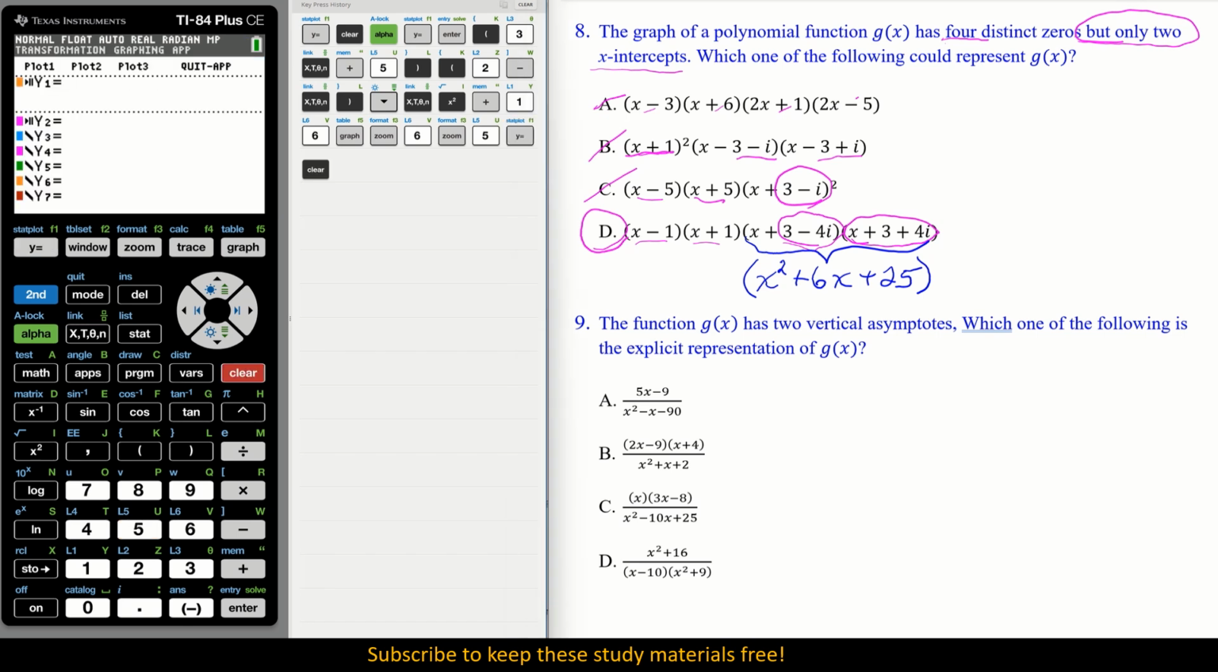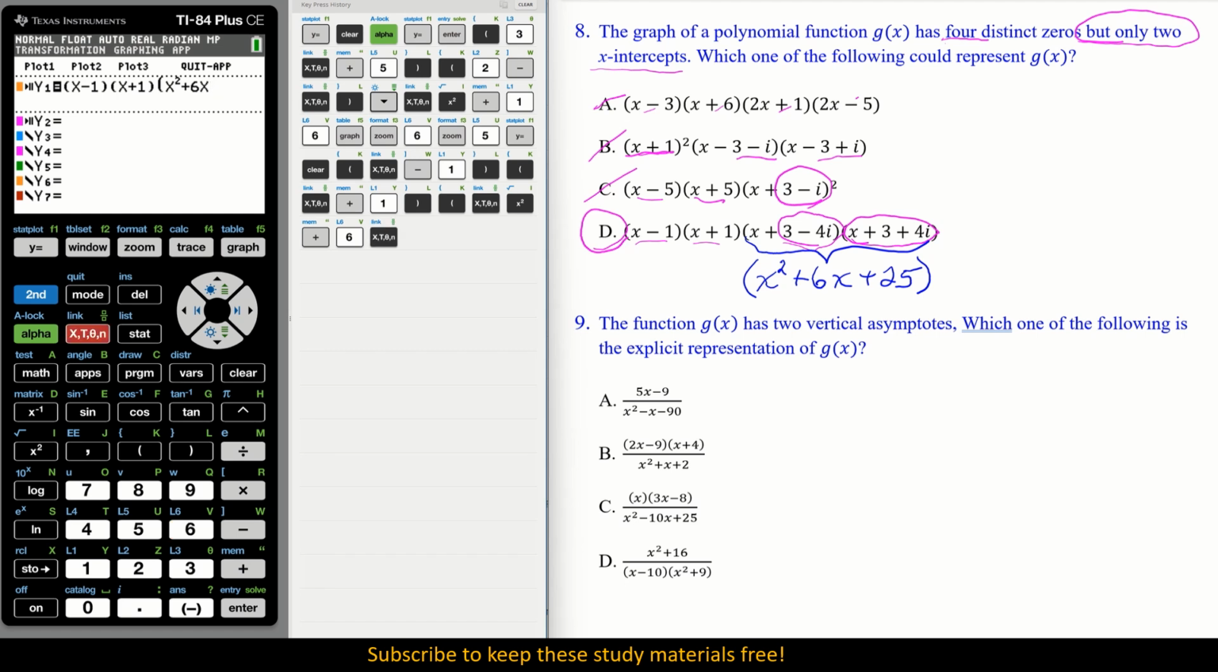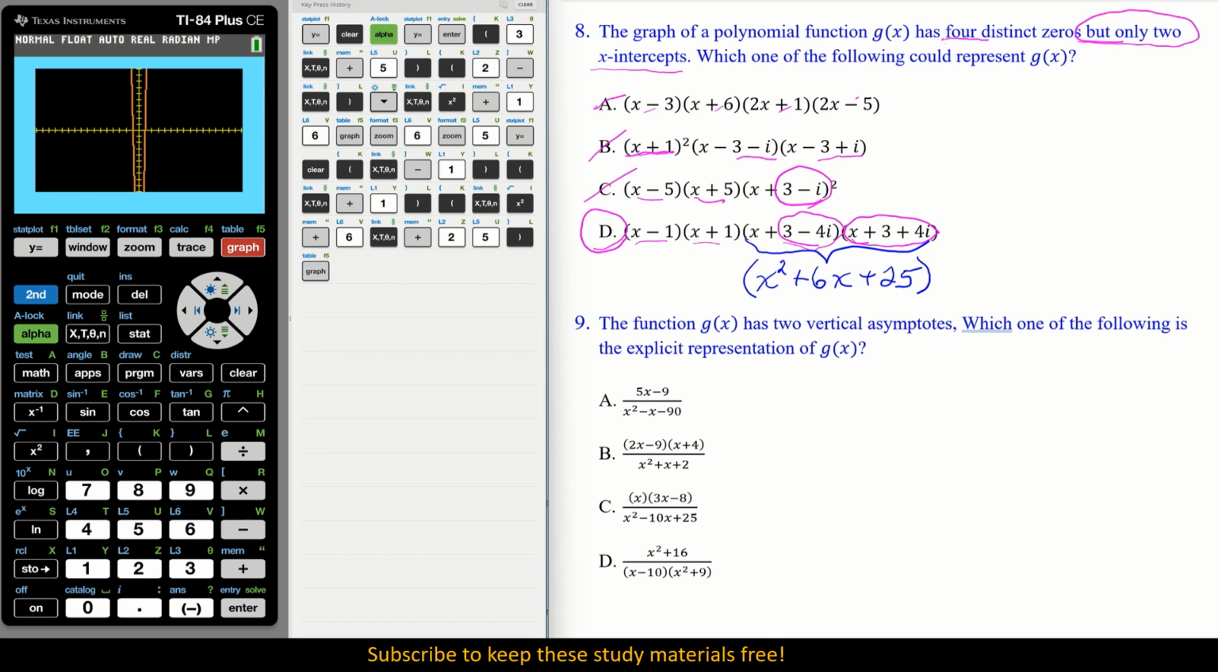So let's clear this out. Open x minus 1, close, open x plus 1, and open. We have x squared, and then plus 6x, and then plus our 25, close. Let's graph it and see what we get. Okay, yes, that does verify. We have all real numbers. It's kind of hard to see, but it looks like we have something that's close to a quadratic that goes up, but very slowly.